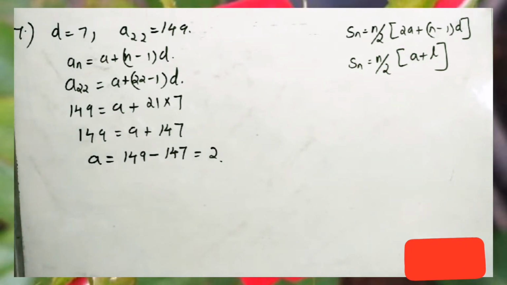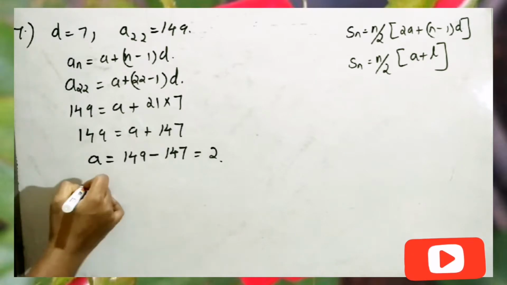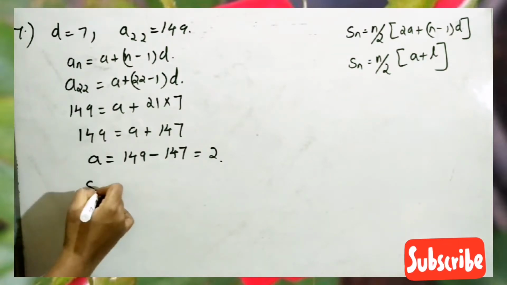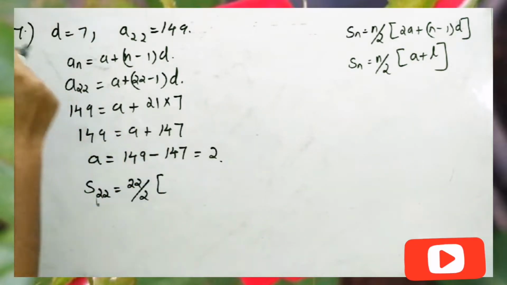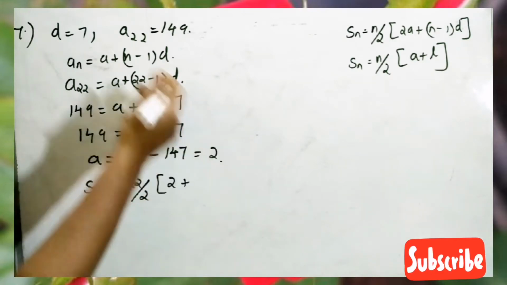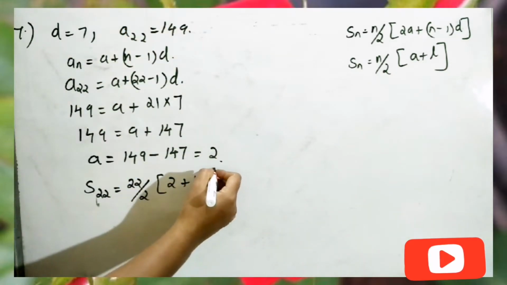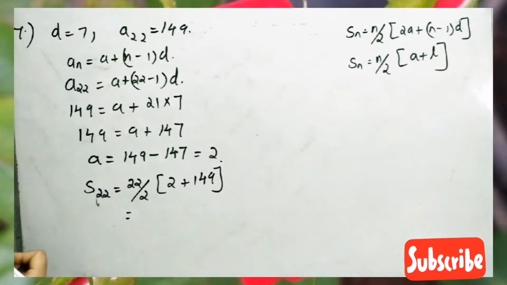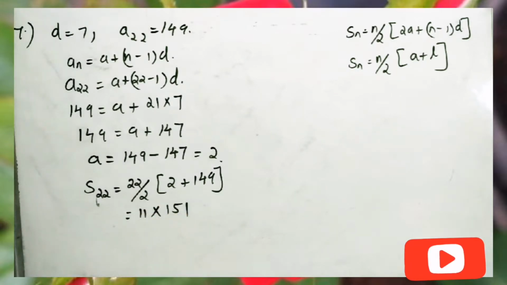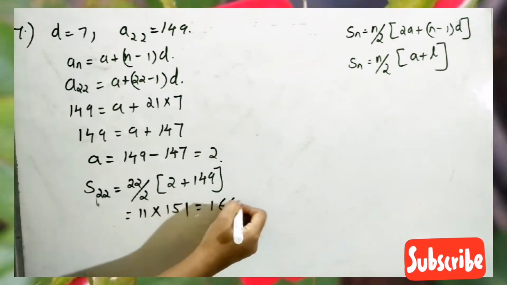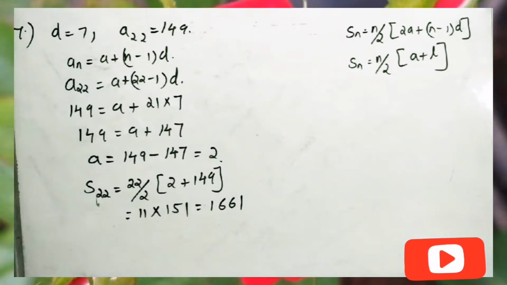Now we need to find the sum of first 22 terms of an AP. Then S22 is equal to n by 2, 22 by 2 into the first term, that is 2, and the 22nd term, that is 149, is equal to 22 by 2, that is 11 into 151. 11 into 151 is equal to 1661. Hence the sum of first 22 terms of the AP is 1661.